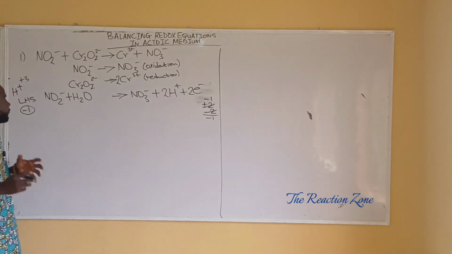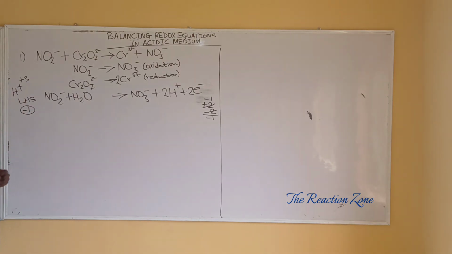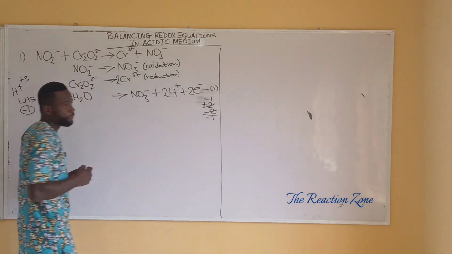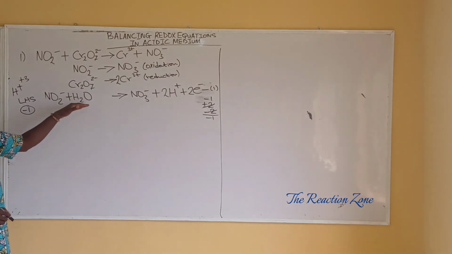So it means that for each half equation, there are actually 3 things to do. You have to balance atoms that are neither hydrogen nor oxygen. Then you balance oxygen and hydrogen atoms, and then you balance the charges. So we can call this equation 1. Everything we have done for this half equation will have to be done for the second one.